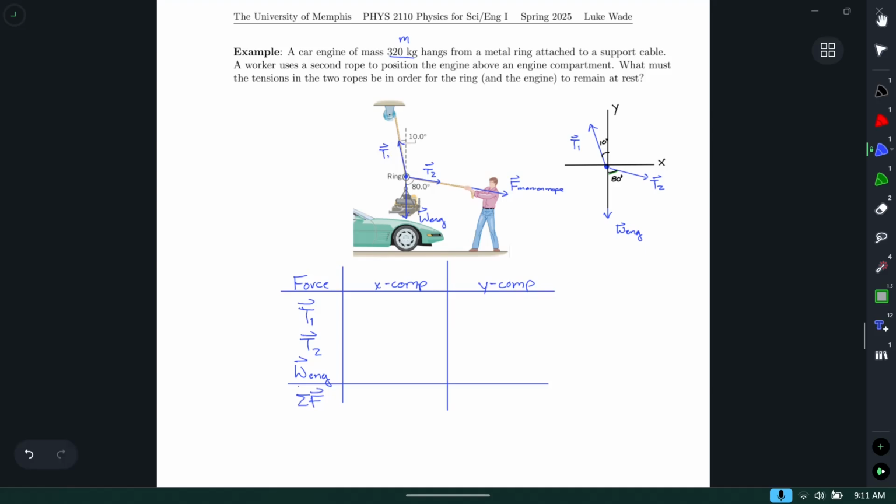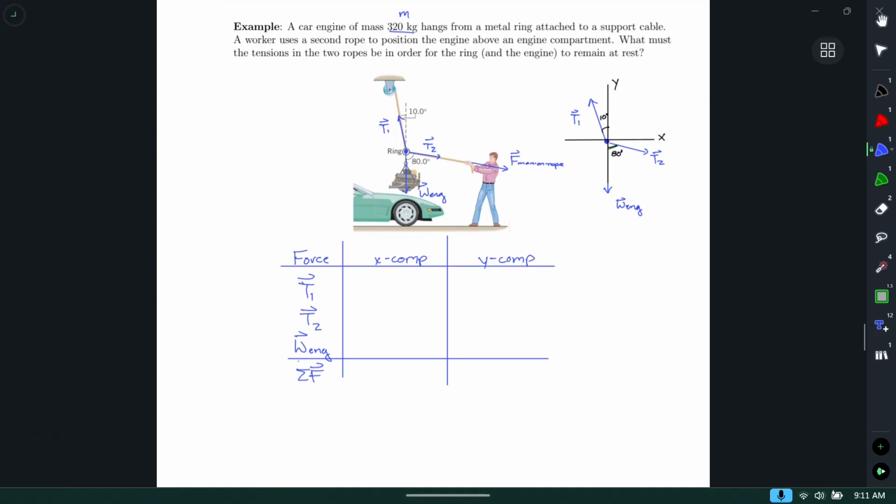All right, let's start looking at components. So, start with the easy one. Tell me about the components of the weight of the engine. The x component is 0, and it equals itself for the y. Tell me about the direction. Oh, negative. Yep. I'm sorry.